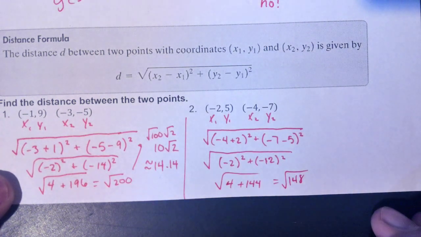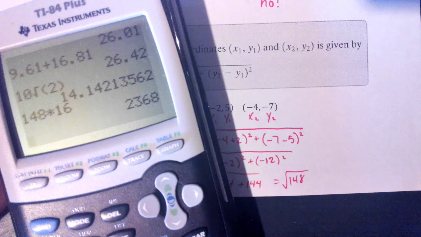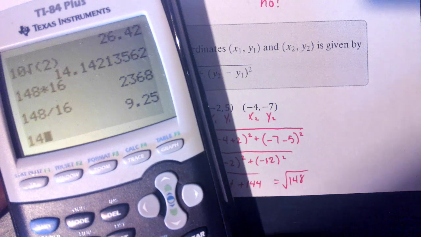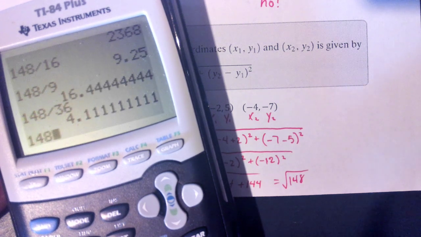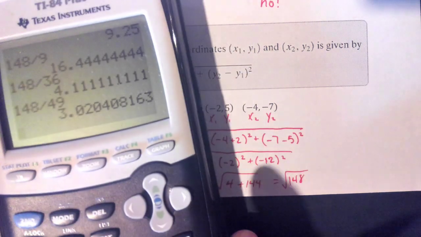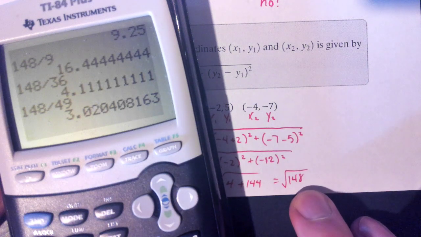So is there a perfect square that divides 148? I am not sure. Let's try 16, maybe 16. Oh, I said times. 148 divided by 16. Not quite. 148 divided by 9. No. 148 divided by not 25, maybe 36. No. 148 divided by not 49, but I'll just type it in anyway. Looking like, oh, maybe, no, not 64. That would be 128. I don't think it simplifies any further. Might check. I don't want to make this video too long of just me checking numbers. So I think 148 is the simplified radical.